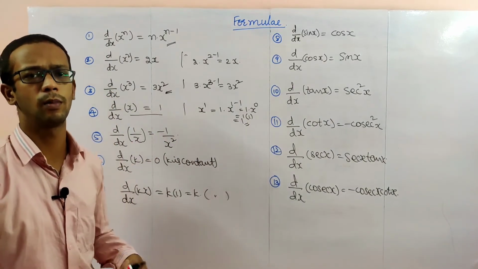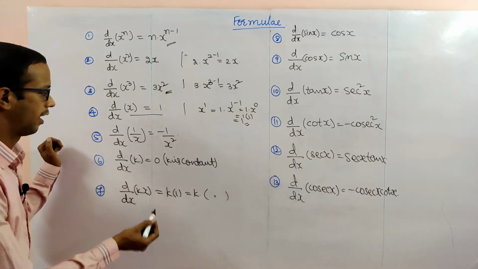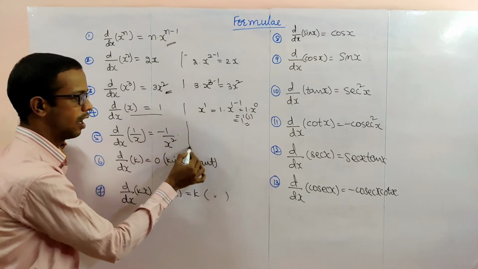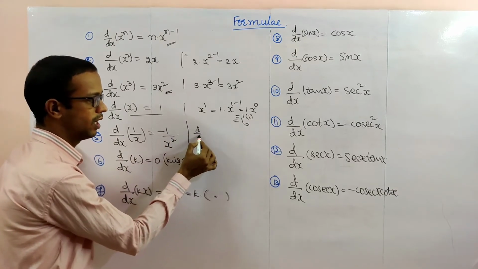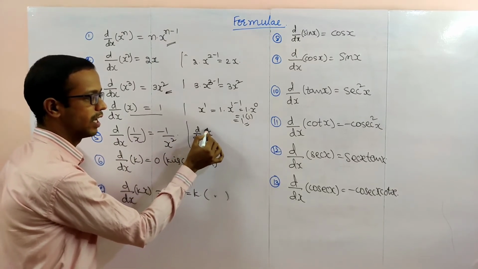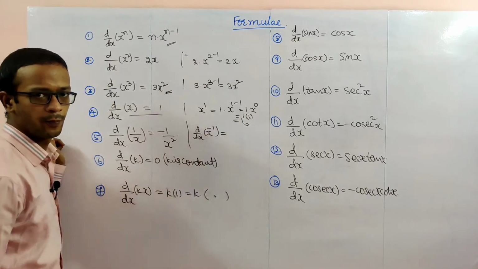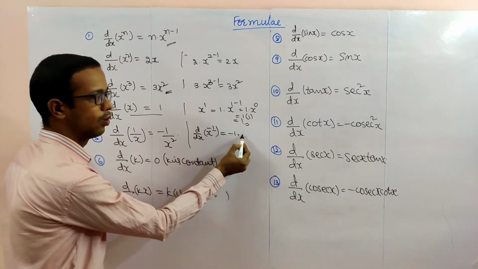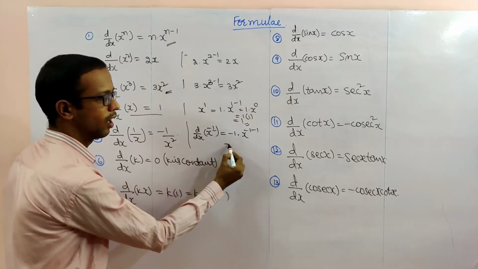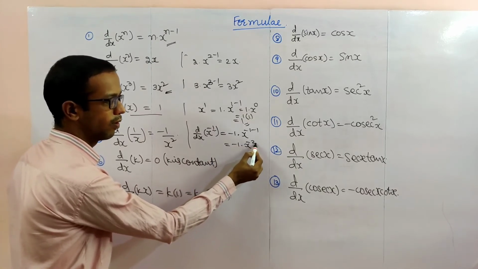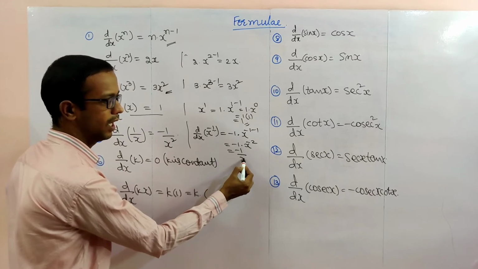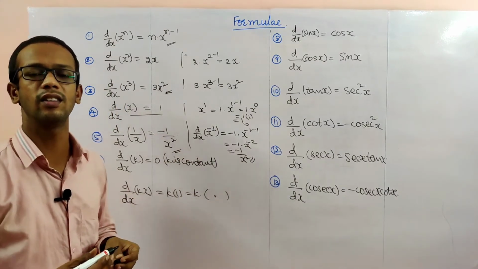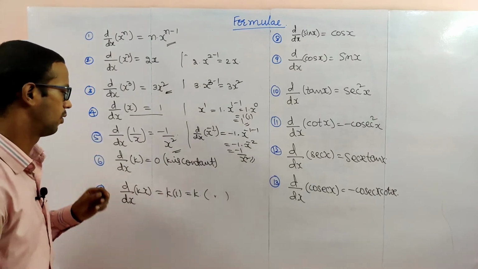So directly, you have to remember all these formulas. Next, the derivative of 1 by x is minus 1 by x square. Sir, how? Actually, d by dx of 1 by x we can write as x power minus 1. Using x power n, n is minus 1, so n into x power n minus 1 gives minus 1 into x power minus 2, which we can write as minus 1 by x square. So the derivative of 1 by x is minus 1 by x square.